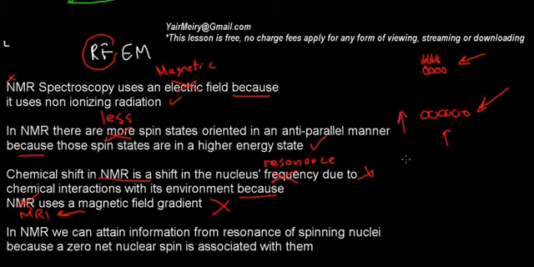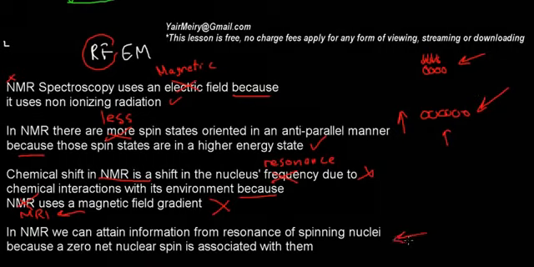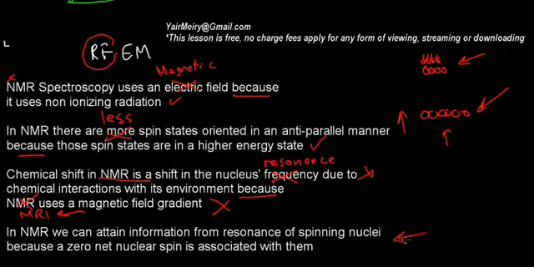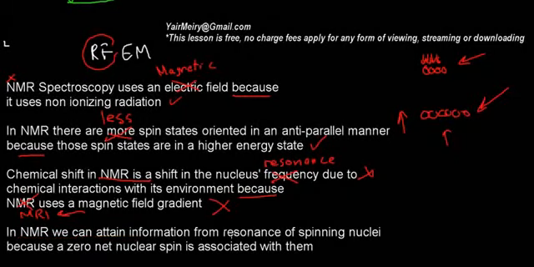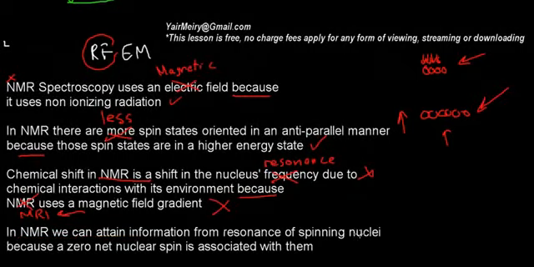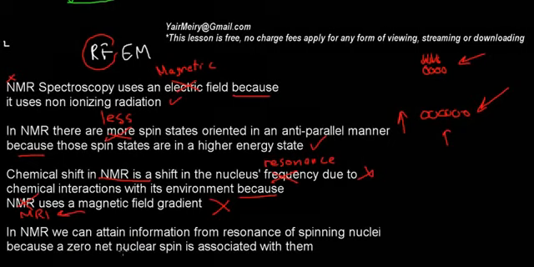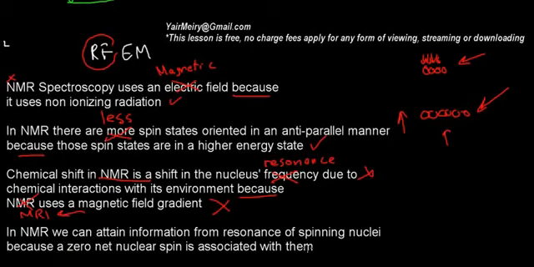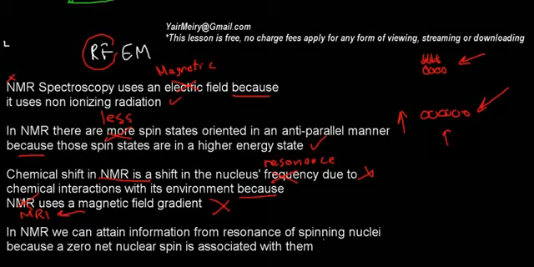And NMR. Again, this is a good time to freeze the video if you'd like to try and solve it on your own. So let's get started. Very good. In NMR, we can attain information from the resonance of spinning nuclei because a zero net nuclear spin is associated with them. So let's take a look. In NMR, we can obtain information from the resonance of spinning nuclei.